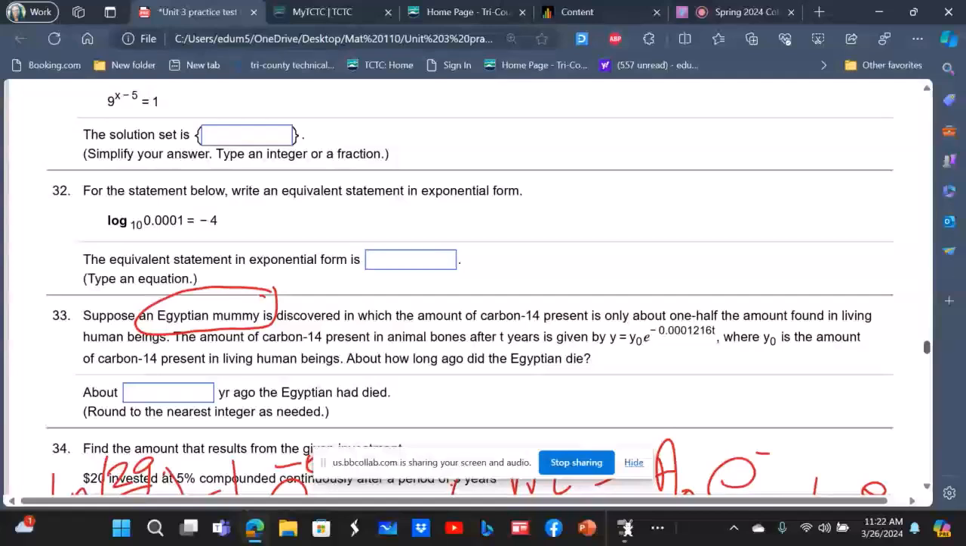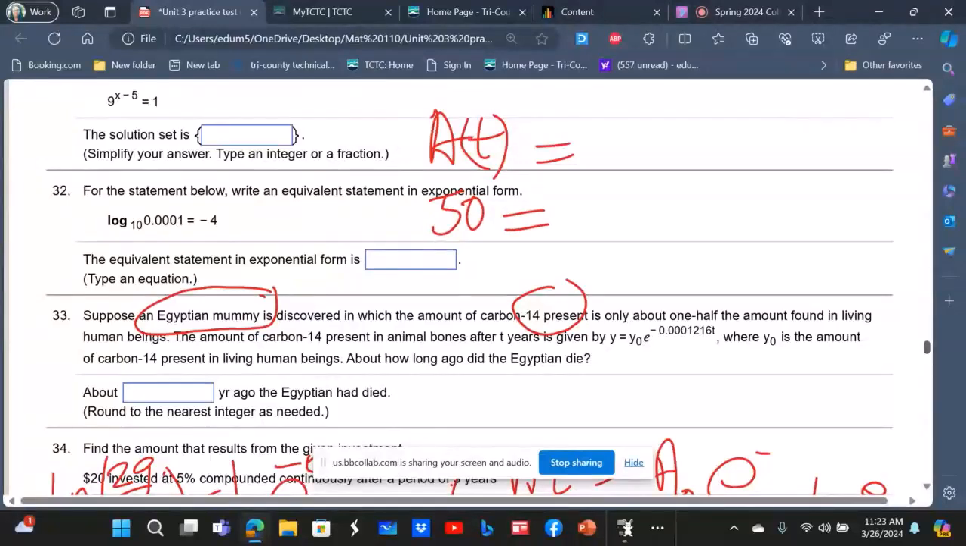The amount of carbon-14 in it is only about half the amount found in a living human being. So in that Egyptian mummy, let's say 50%. The present value of carbon-14 is 50%, so I'm going to write 50% here.